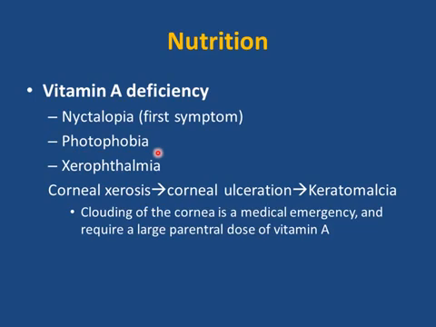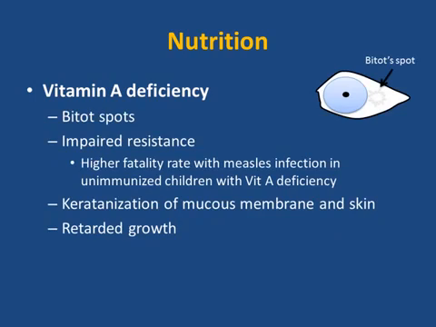Photophobia and light sensitivity. The eye becomes dry, xerophthalmia. If the dryness reaches the cornea, this is really a big problem, and it may cause corneal ulceration. When the cornea becomes ulcerated, it may turn cloudy and become keratomalacia. Clouding of the cornea is a medical emergency and requires a high dose of IV vitamin A. Your hope when you treat this case is to have partial recovery at this point. Vitamin A deficiency also presents with Bitot spots. Bitot spots are a buildup of keratin located superficially on the conjunctiva.